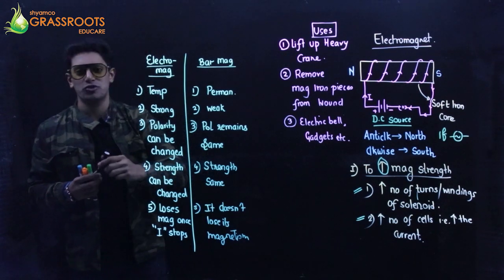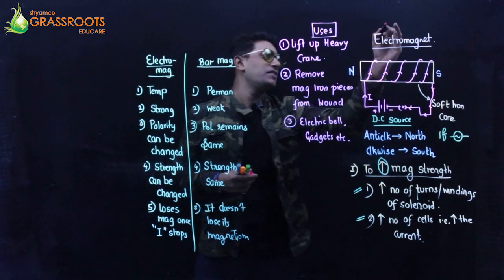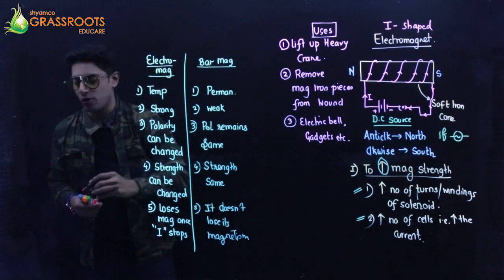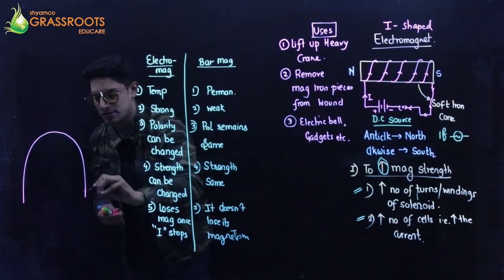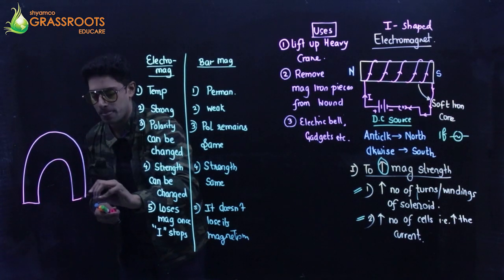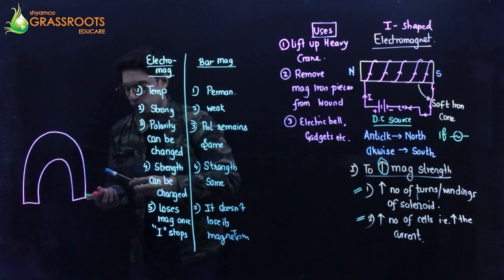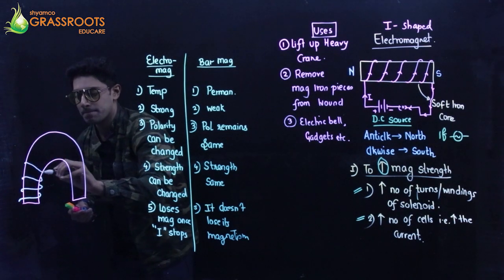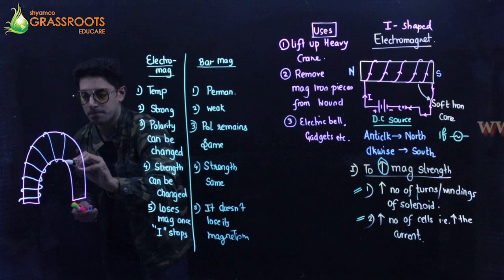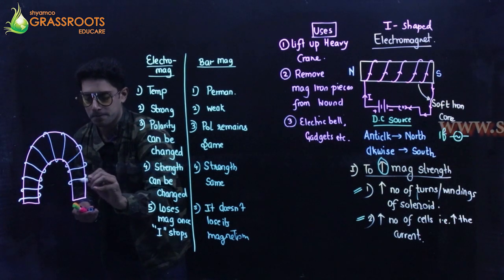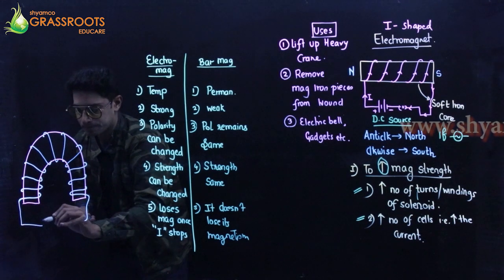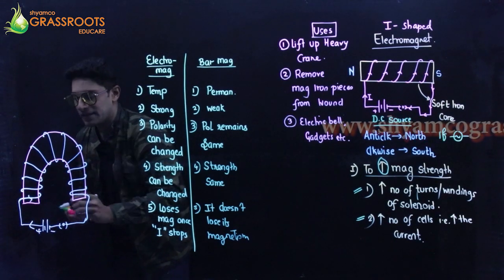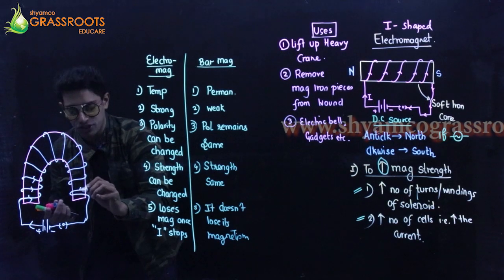You also have different types of electromagnets. One of them is an I shape. This I have made as an I shaped electromagnet. You can also have a horseshoe type of electromagnet. It will look something like this. So, we have a soft iron core. And we have windings of the wire. It goes on. So plus, minus, enter.